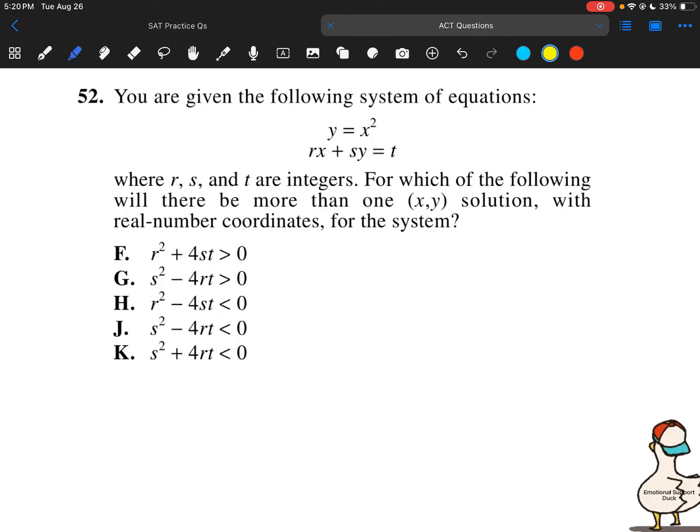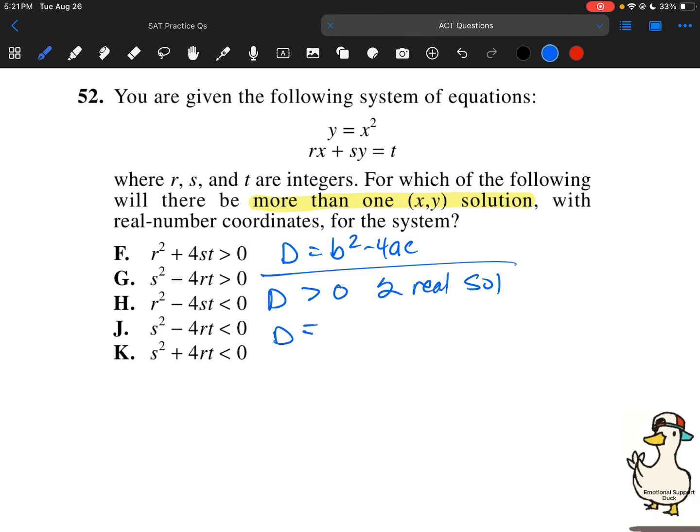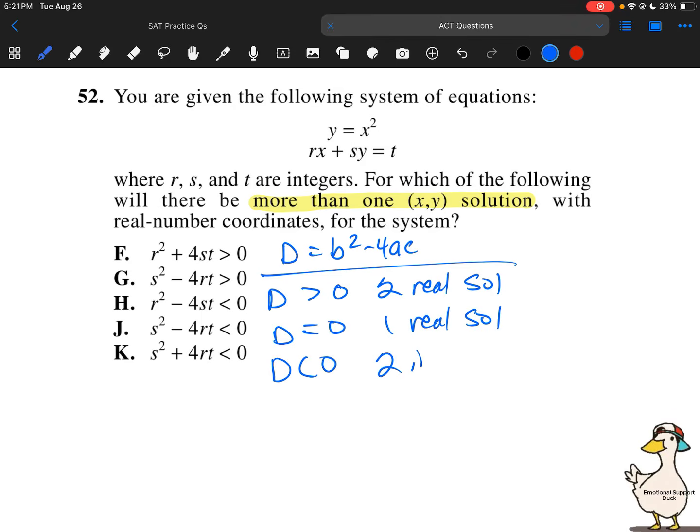So whenever you have questions that ask how many solutions there can be, what you need to know is the formula for the discriminant. And that formula is D is equal to b squared minus 4ac. And if D is greater than 0, you have two real solutions. And if D is equal to 0, you have one real solution. And if D is less than 0, then you have two imaginary solutions.